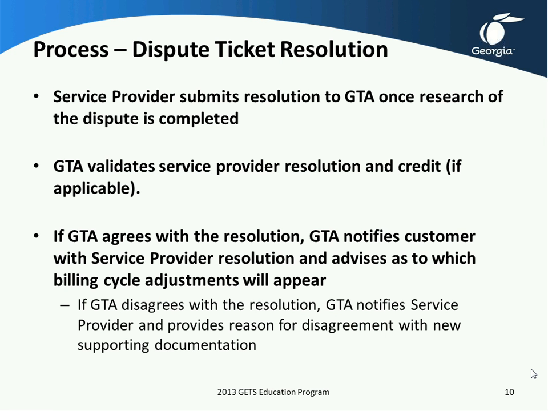If GTA disagrees with the resolution, GTA will notify the service provider and provide reasons for disagreement with new supporting documentation. The reason why it's new is that if the service provider had that information, the thought is they might have a different outcome, different resolution. Maybe it might have been more months on the credit. Maybe instead of them rejecting it, they would have accepted it. So GTA would have to provide new supporting documentation as to why it's rejecting the resolution provided by the service provider.